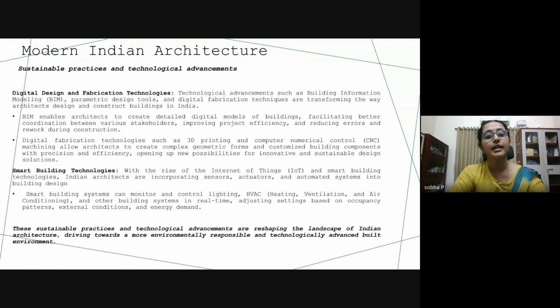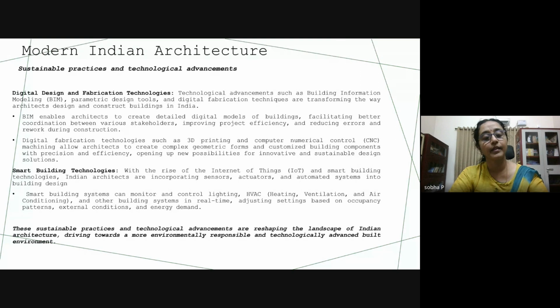And also the digital fabrication technologies, which include 3D printing and computer numerical control, allow architects to create complex geometric forms and customize building components with precision and efficiency. Thereby, we can open up more sustainable and innovative design solutions.